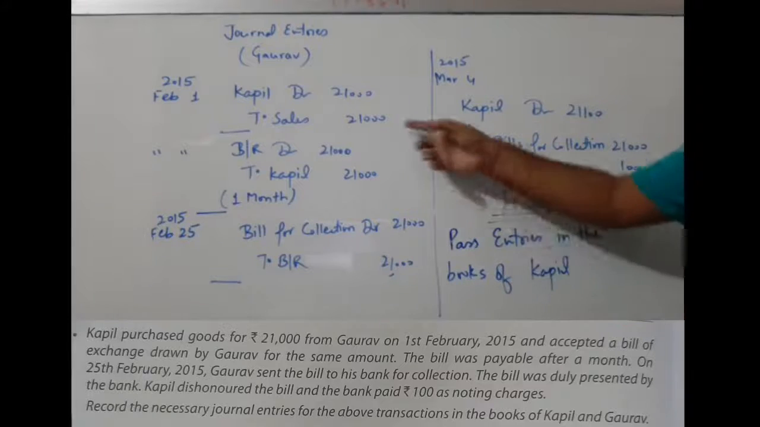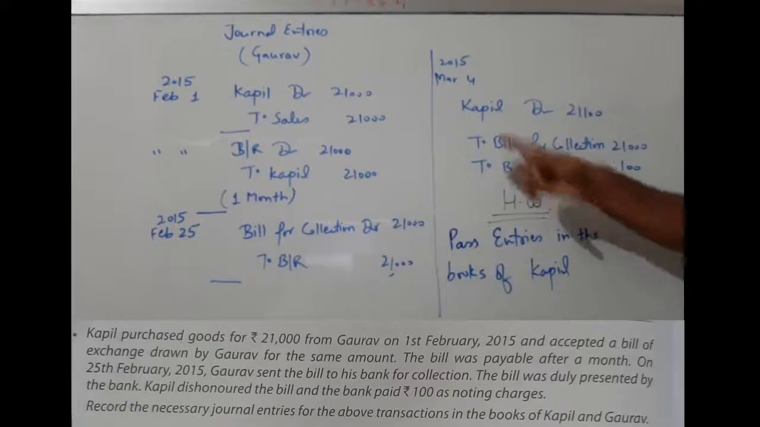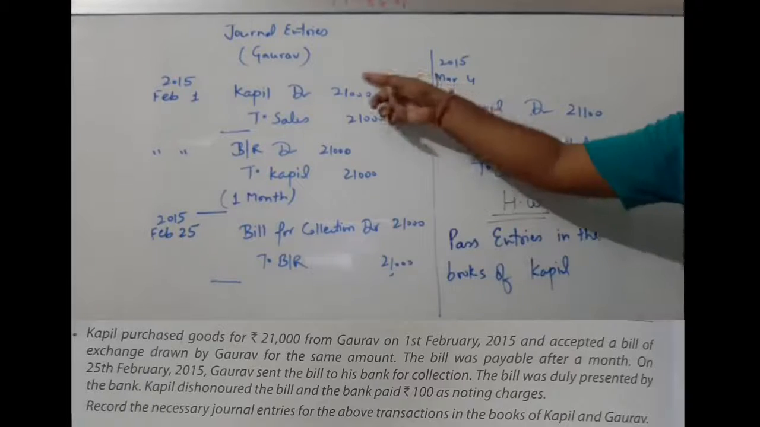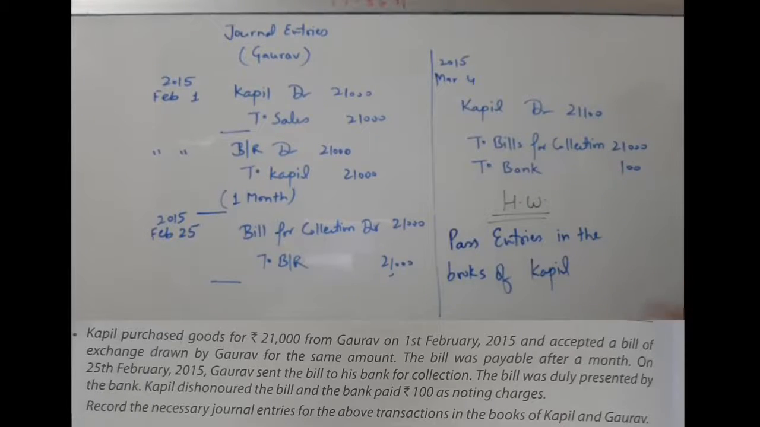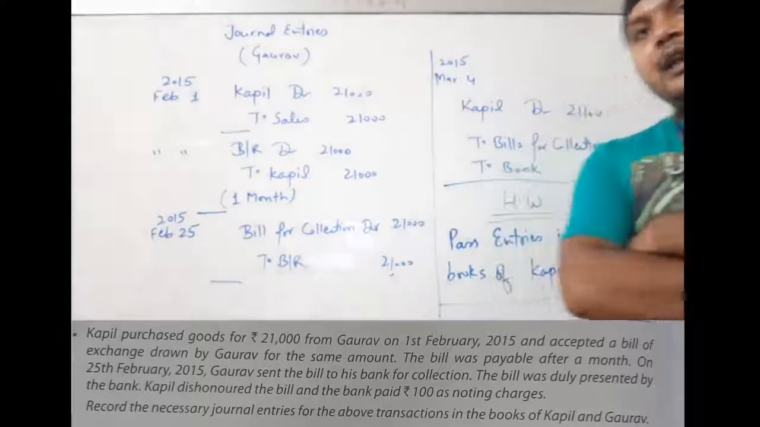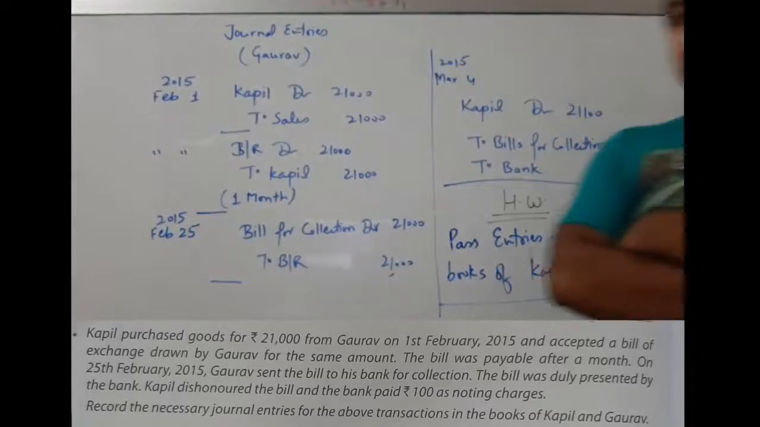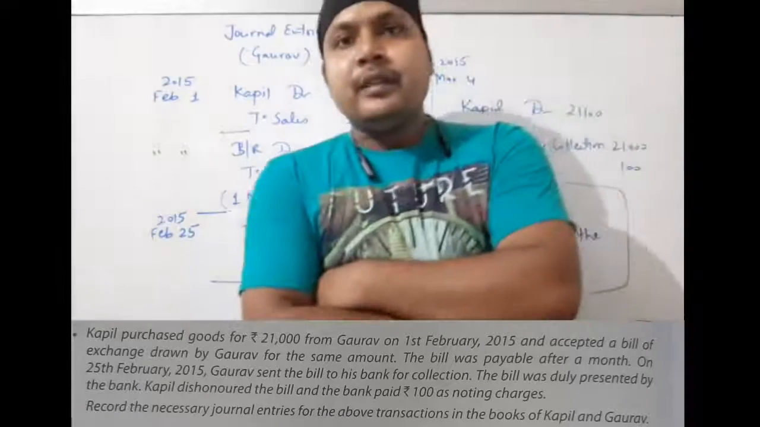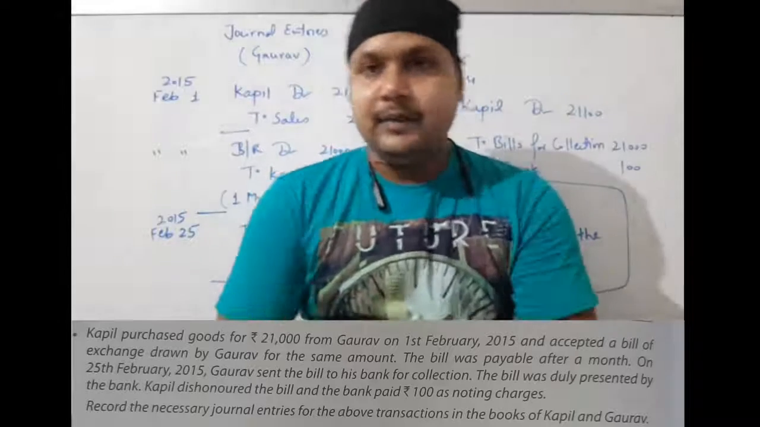So इसमें आपने 1 2 3 4 एंट्रीज, there are 4 entries which are passed in the books of Gaurav, whereas only 3 entries which are passed in the books of Kapil. So आपको ज्यादा एंट्री पास नहीं करनी है, आपको बस मैंने एक होमवर्क दे दिया 3 एंट्रीज का. So I hope you will pass the entries in the books of Kapil, and thereafter please send me the response कि आपके आंसर क्या क्या आए हैं.